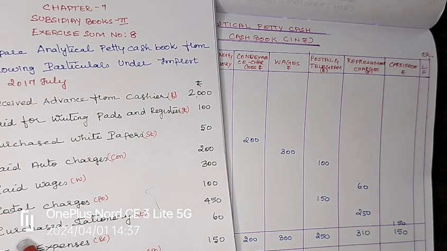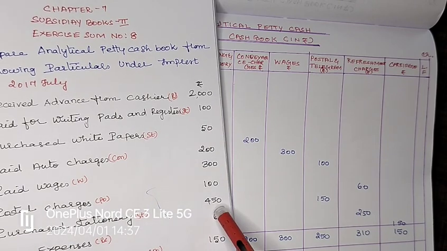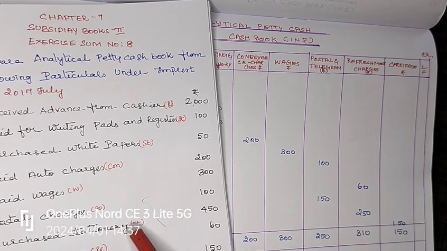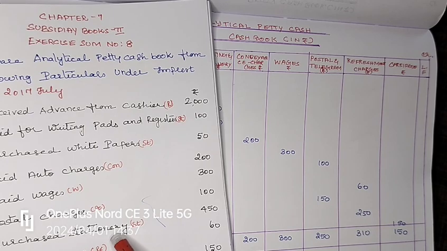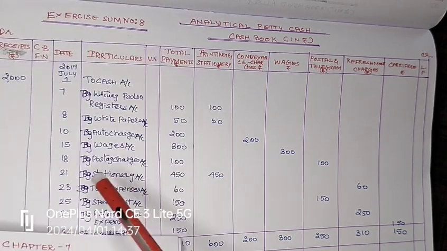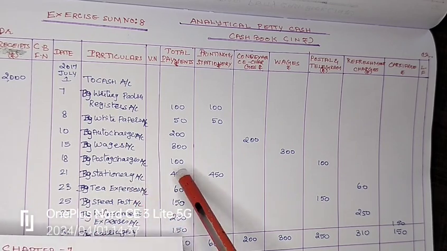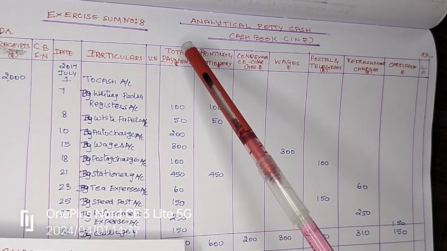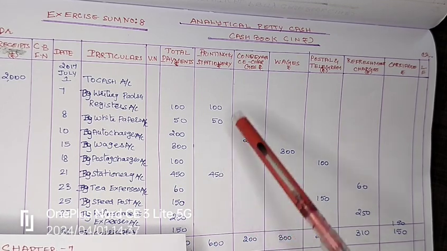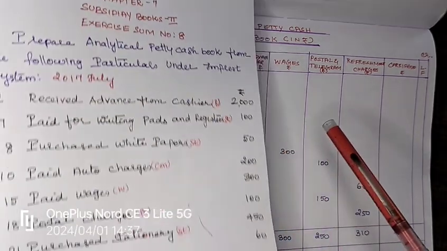Dated on 21, purchased stationery 450 rupees. Purchased stationery means this is an expense. We enter this transaction into the stationery column, and also the total payment column. Dated on 21, by stationery account for 450 rupees. We entered on the total payment column, and 450 rupees we entered on printing and stationery column.